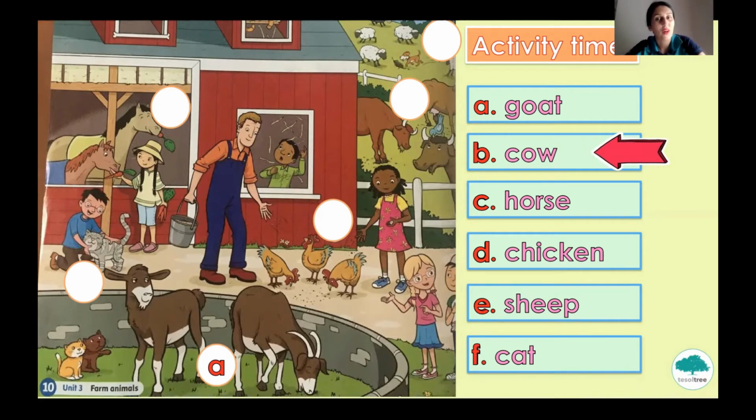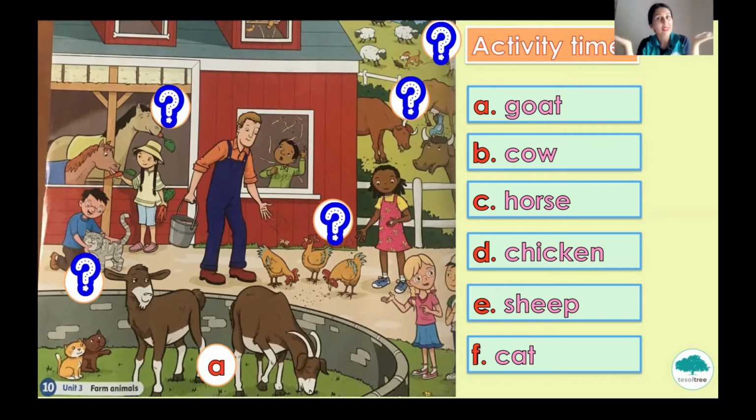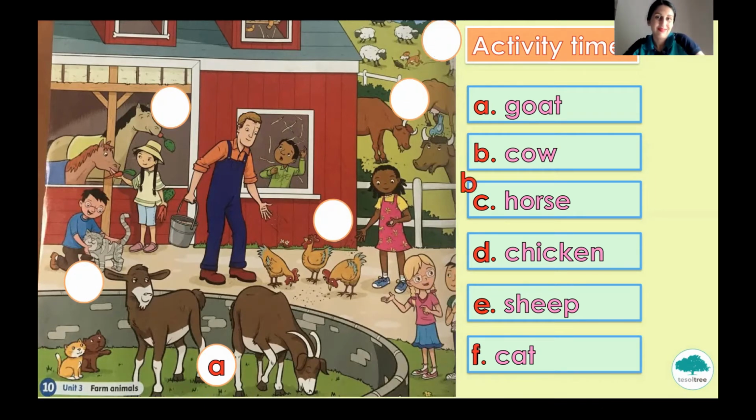We have to find the cow. Where is the cow? Where is it? Very good. Yes, the cow is over there. So we have to write letter B in this circle. Great job, P1. And one more letter.